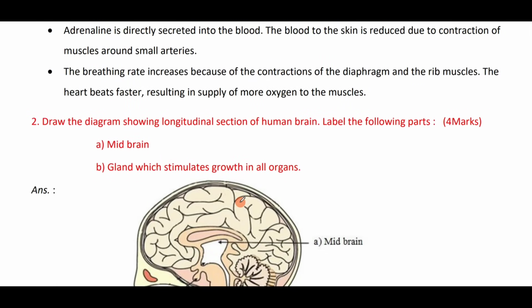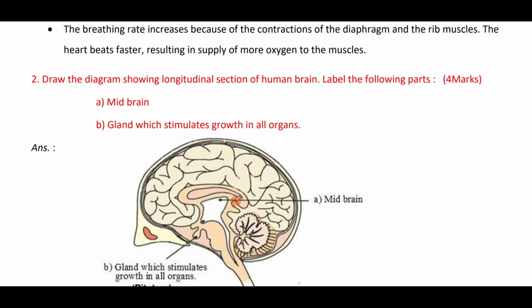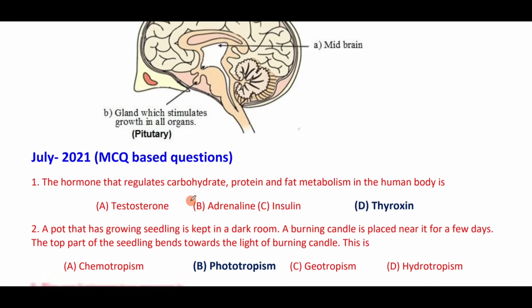Draw a diagram showing the longitudinal section of human brain. Very important diagram for 4 marks. It's been repeating for many years. The human heart or the brain is a definite question for your examination.